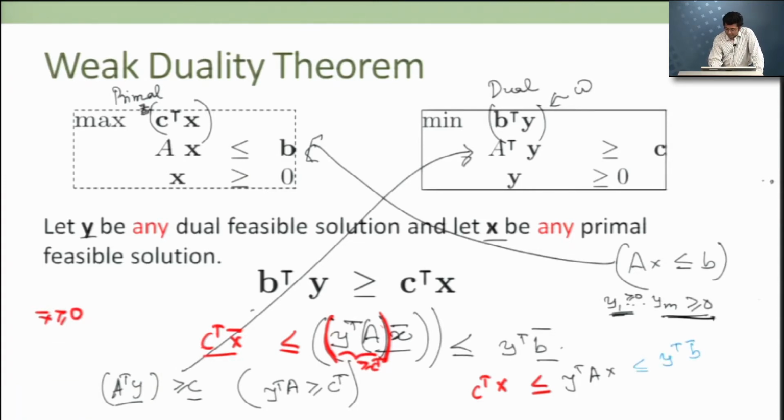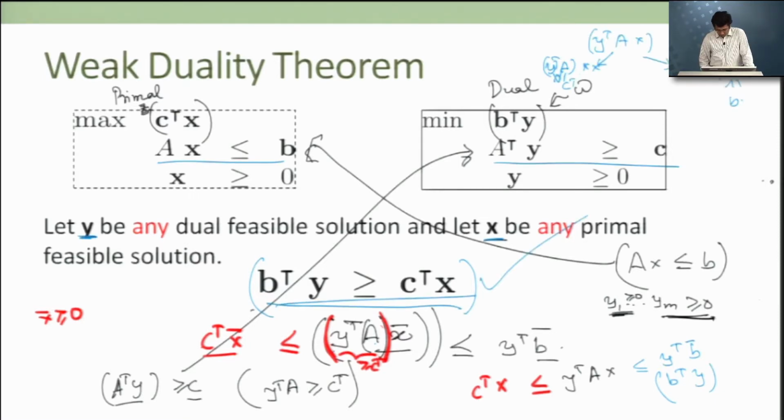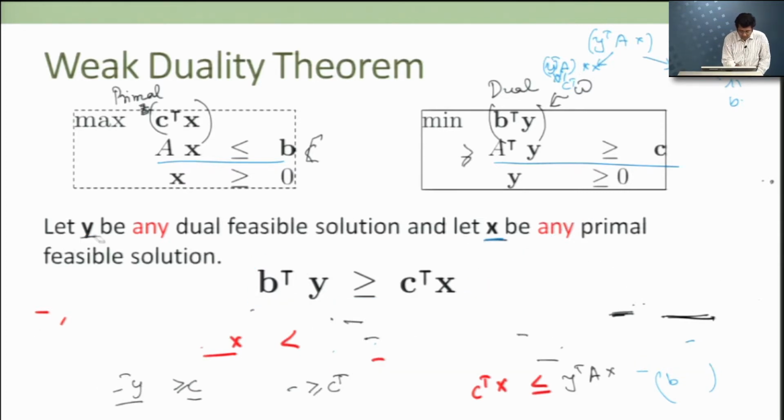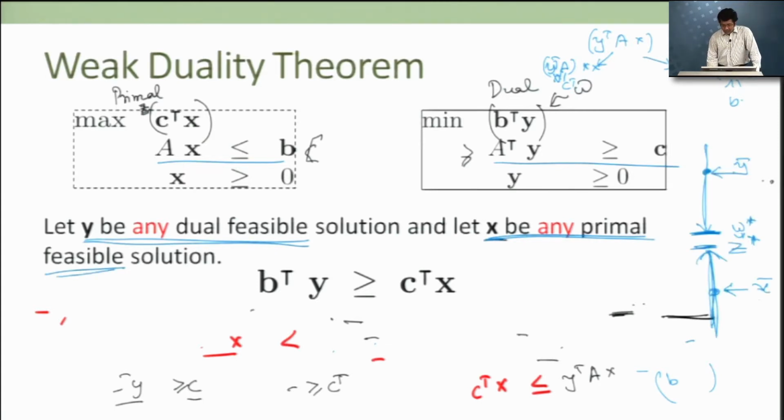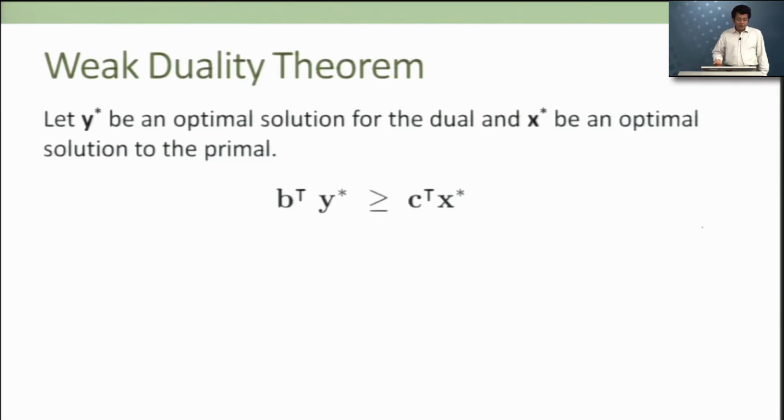And y transpose b is just the inner product of y and b, which can also be written as b transpose y. So therefore, you get b transpose y greater than or equal to c transpose x. Okay, so what have we proved? What we have proved is that any dual feasible solution achieves an objective that's greater than or equal to that of any primal feasible solution. Now if this theorem is clear, let's move on and show the following obvious fact.